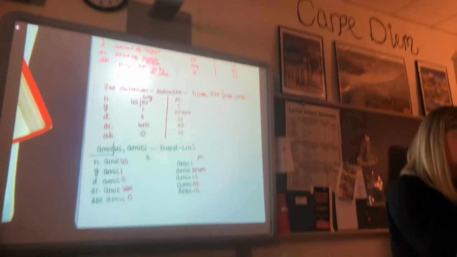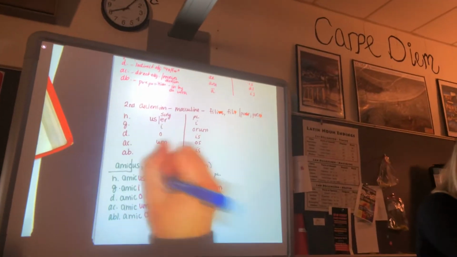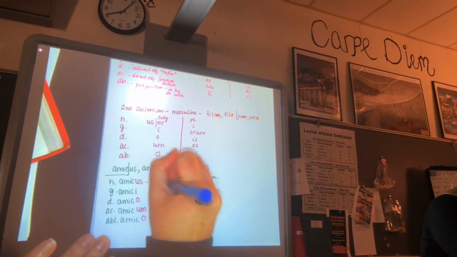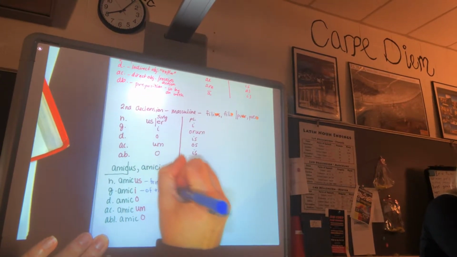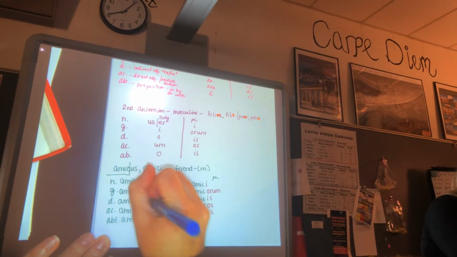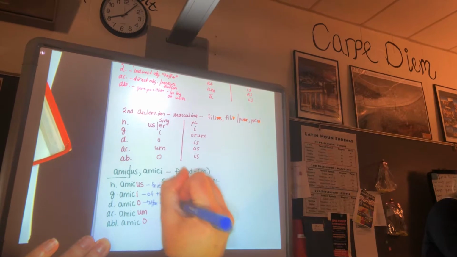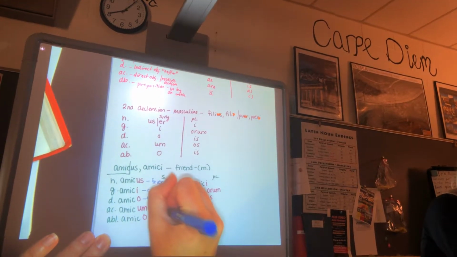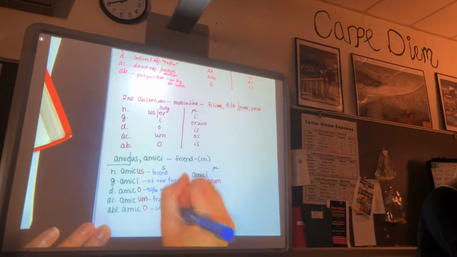And then we just need to define them, right? And they define just like feminine. Okay, so friend, of the friend, to or for the friend, friend as the direct object, with the friend.